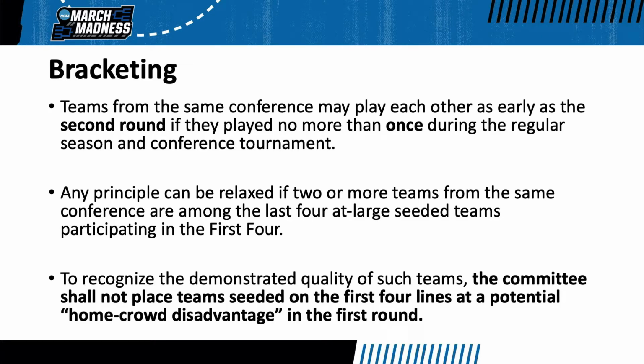Any principle can be relaxed if 2 or more teams from the same conference are among the last 4 at-large teams participating in the First Four. To recognize the demonstrated quality of such teams, the committee shall not place teams seeded on the first 4 lines at a potential home crowd disadvantage in the first round.